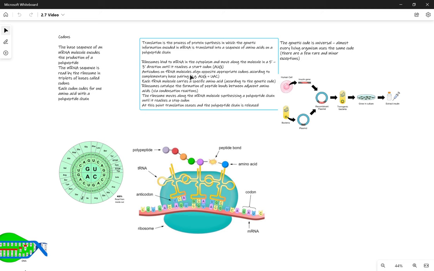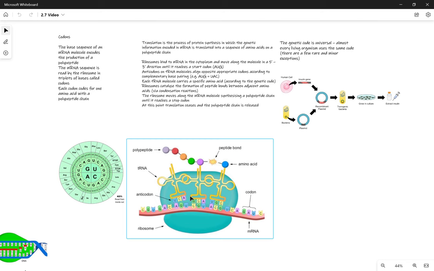Anticodons on tRNA molecules, so this is a tRNA molecule, pair with the appropriate codon shown here. Each tRNA molecule carries a specific amino acid on top, which allows the codon on the mRNA to directly influence which amino acid joins onto the polypeptide chain.